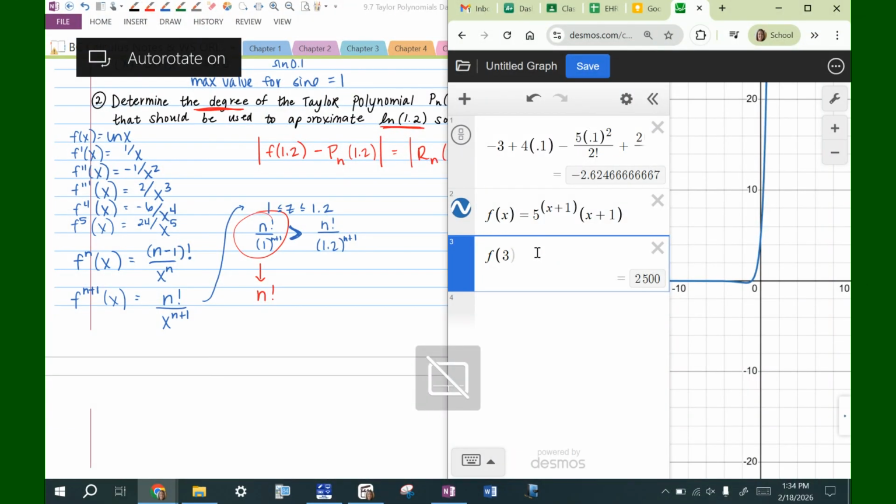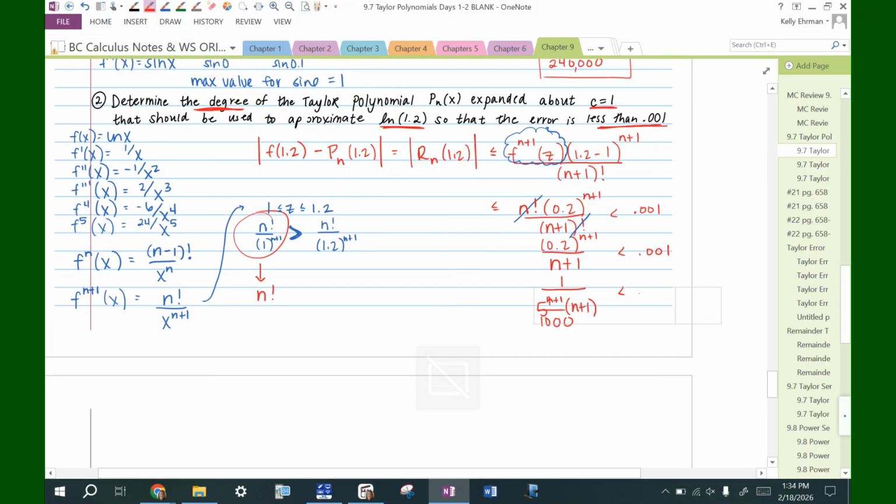Okay, so that was 2,500. So when n equals 3, we got this to be 1 over 2,500, which is definitely less than 1 over 1,000. And the question was, what degree should this be? So remember, order is not always the same as degree, but it is the same as degree as long as your derivatives aren't coming out to 0. So remember, the center is at 1. If you plug 1 into any of these, you're not going to get 0, so you will have no 0 terms. So if you take this out to third order, it will be third degree as well. So that is the degree as well as the order.